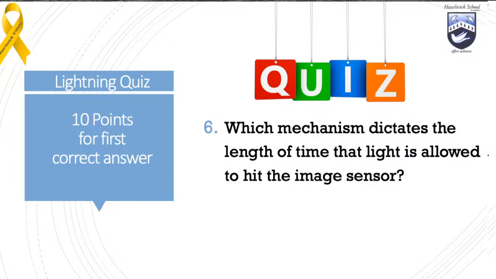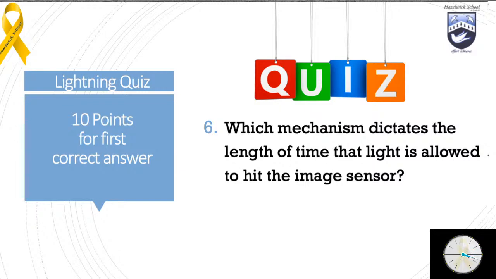So here's the next one. Which mechanism dictates the length of time that light is allowed to hit the image sensor? Which mechanism dictates the length of time? Ooh, okay, that was Mr. Ledbetter straight in there. With Gabe in second place.